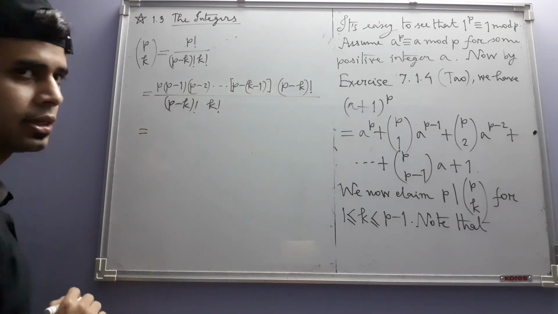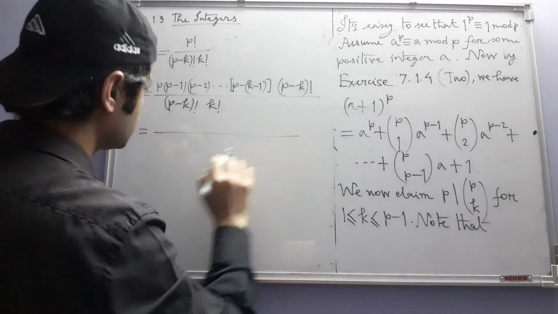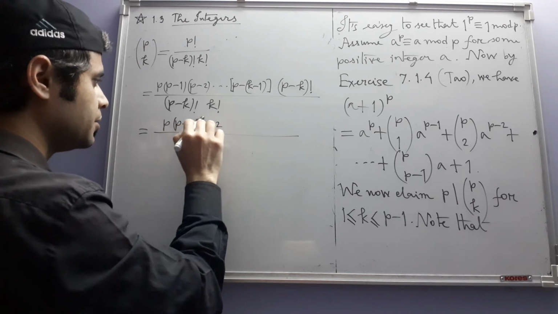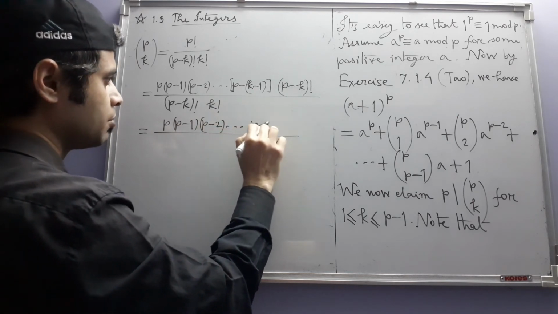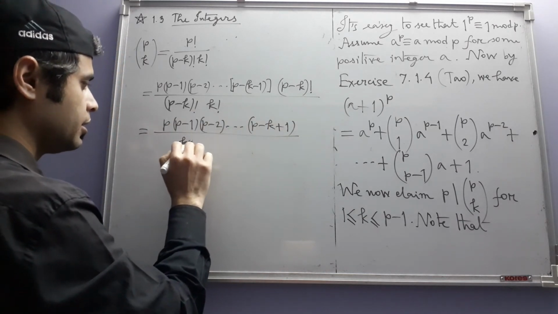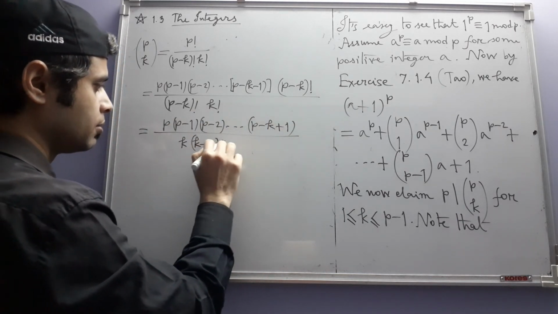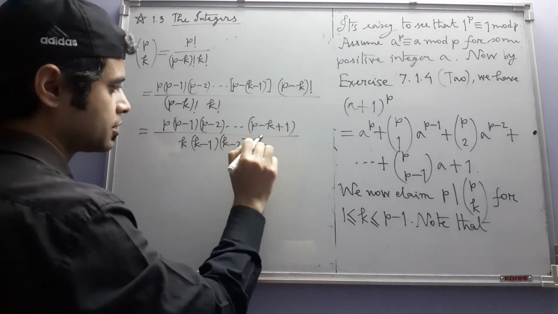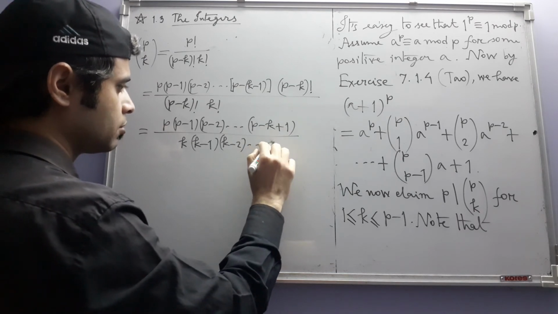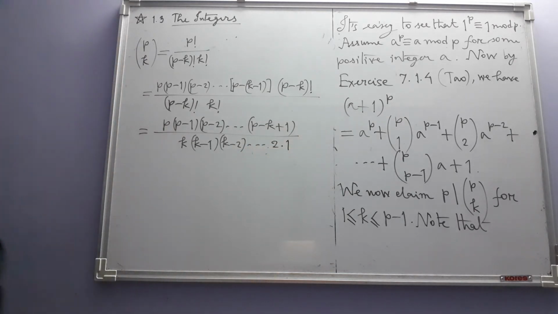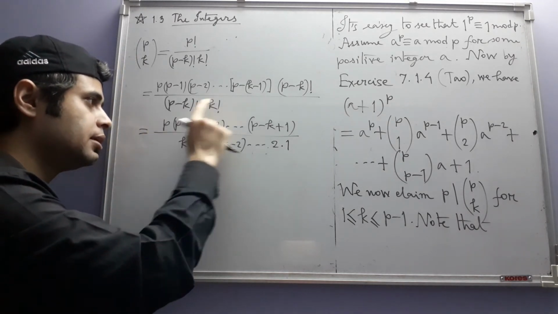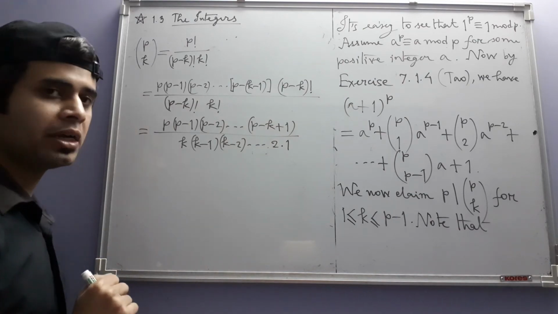So these two factors cancel out. So we are left with this p minus 1, p minus 2, up to p minus k plus 1. This also we can write as k times k minus 1, k minus 2, etc., times 2 times 1. Okay. Now we have to prove that this is divisible by p.